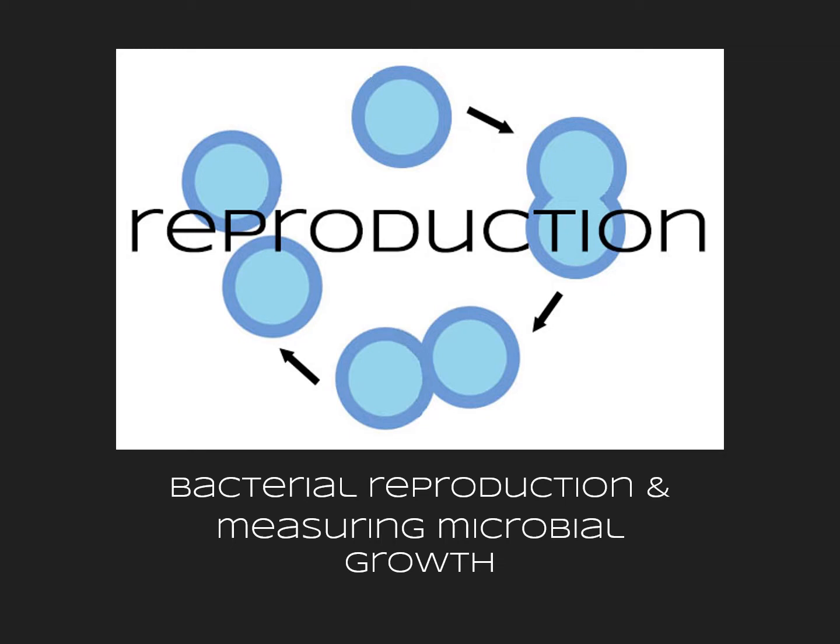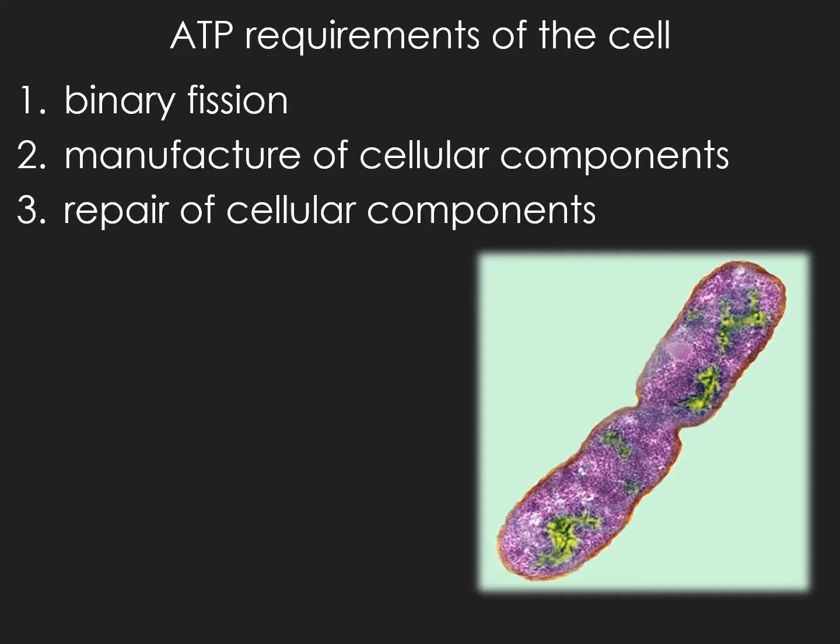in order to allow something like reproduction, which requires a ton of anabolic processes in order to make twice as much of everything inside of the cell, so that when reproduction occurs and the daughter cells are formed, each of those cells has all of the things inside it that it will need to survive and thrive. So basically, the ATP requirements of the cell that we discuss in the metabolism unit are necessary for growth and reproduction.